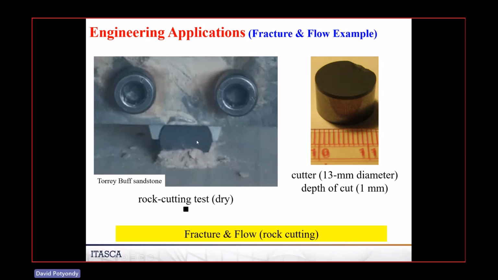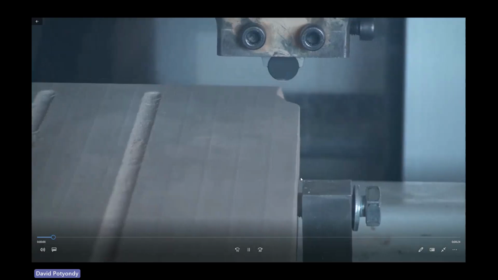So this is a rock cutting test. There's the cutter, 13 millimeter diameter. It's held in a chuck. It's very rigid. This is sandstone. It's called Torrey Buff sandstone. It has a 50 micron grain size, so it's very, very fine grained. This comes from a quarry in Utah, and this sandstone is used by companies to do these tests. It's become a standard. And this is what this looks like.